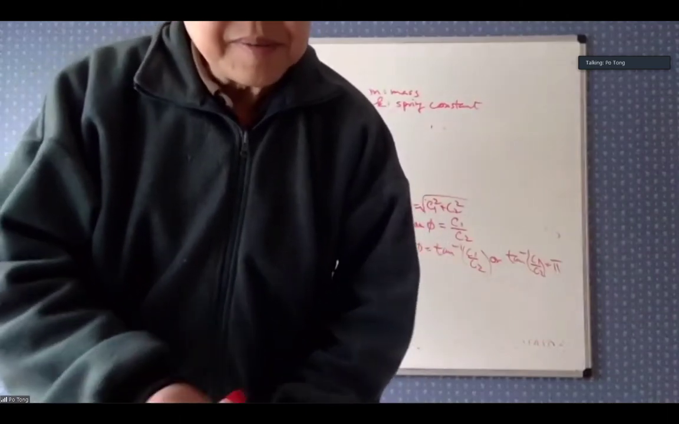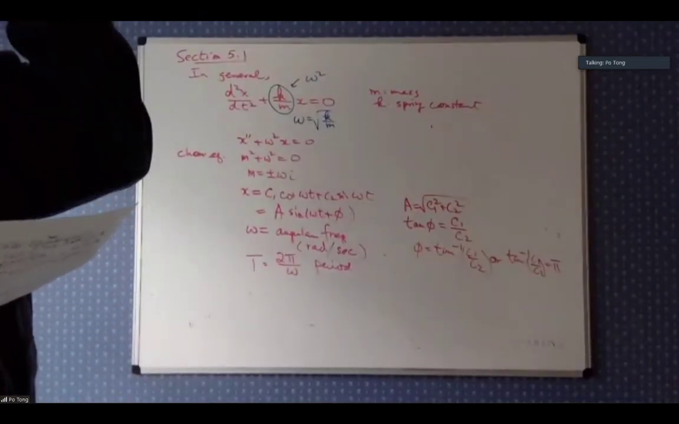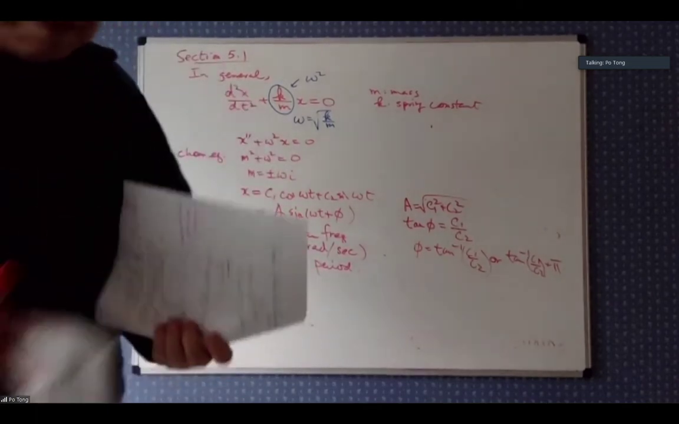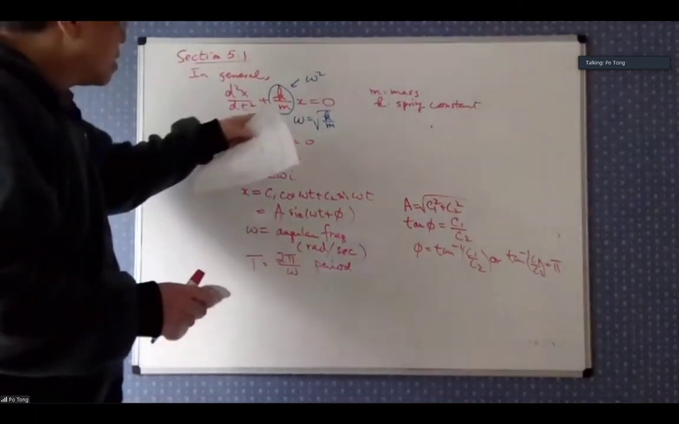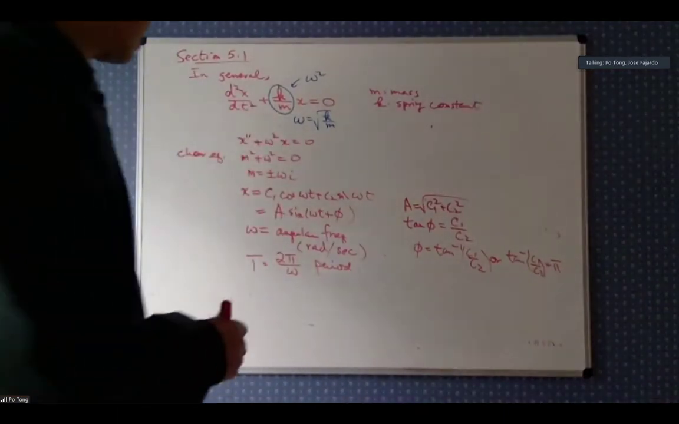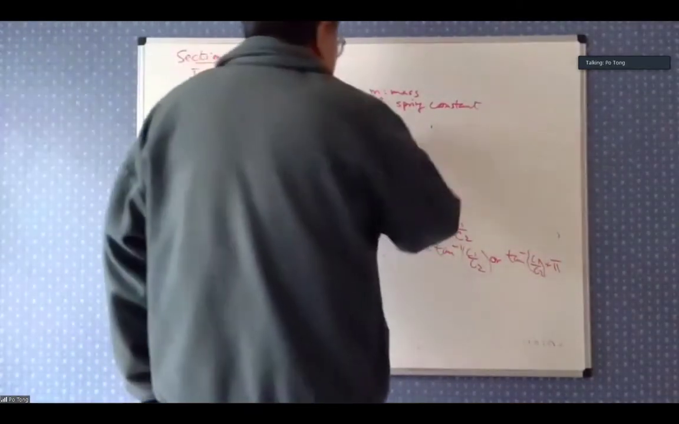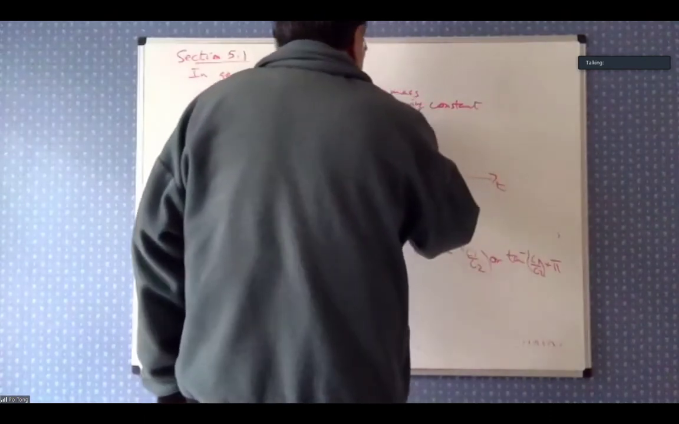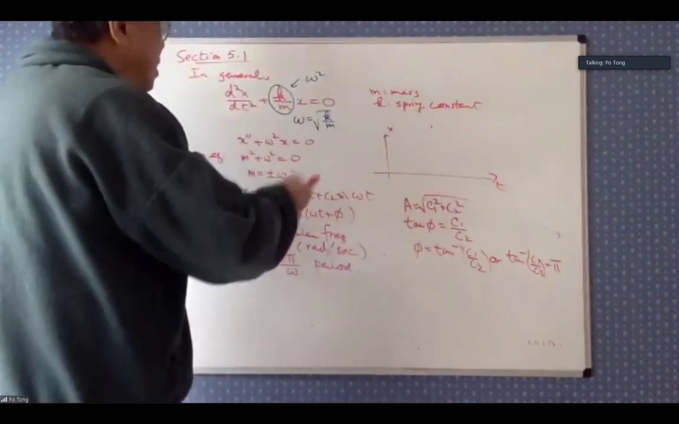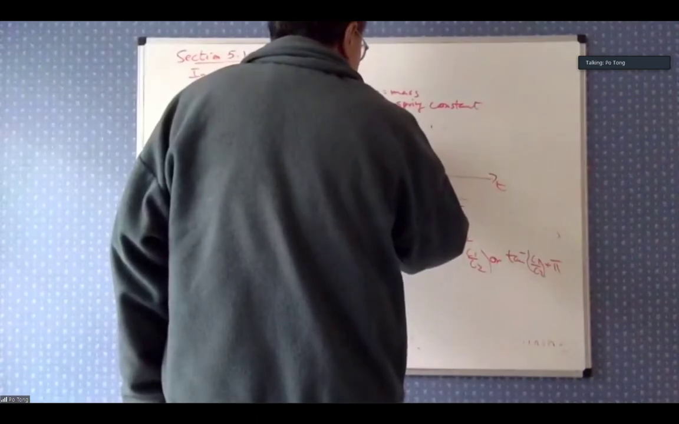Any questions? If you don't have questions, I'm going to continue. Now, is A the amplitude here? A is the amplitude, yeah. So basically, the graph looks like this. x is the displacement. The graph depends on where you start, on the initial conditions and things like that. Maybe something like this.